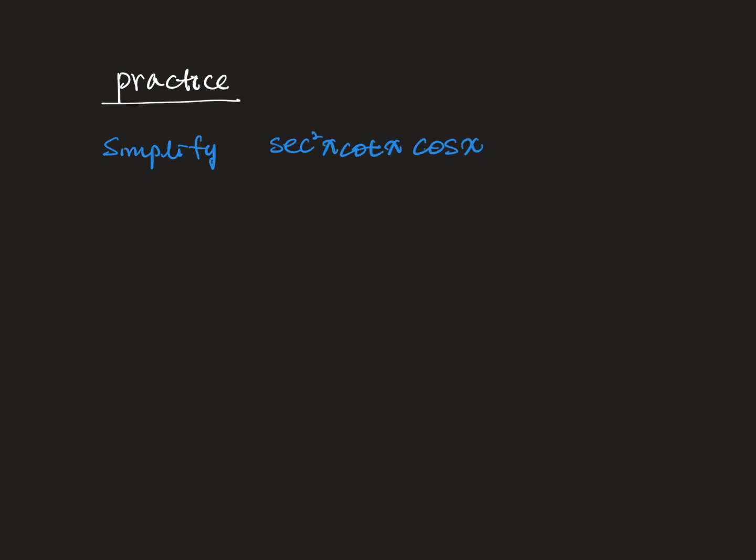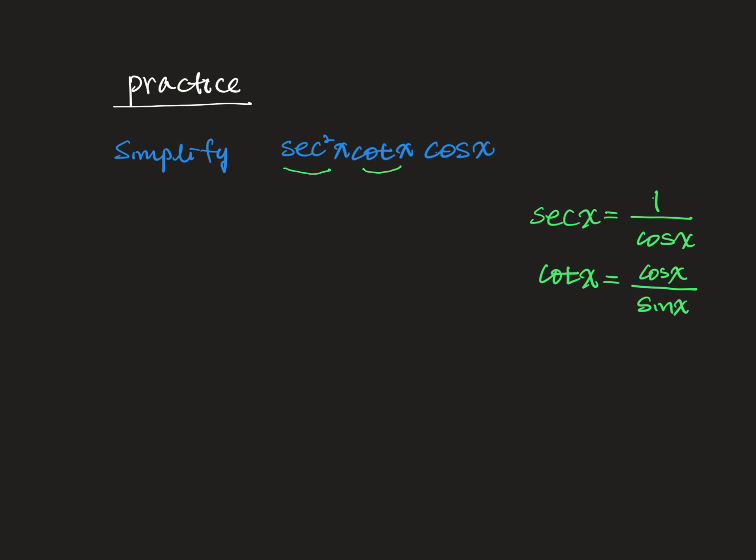Next one, let's simplify this form and write the final answer without a fraction, okay? The idea here is that secant x and cotangent x get changed. Secant x is the reciprocal identity, 1 over cosine x. Cotangent x is the quotient identity, cosine x over sine x. The basic idea is you change everything in terms of sine and cosine. So let's do this one.